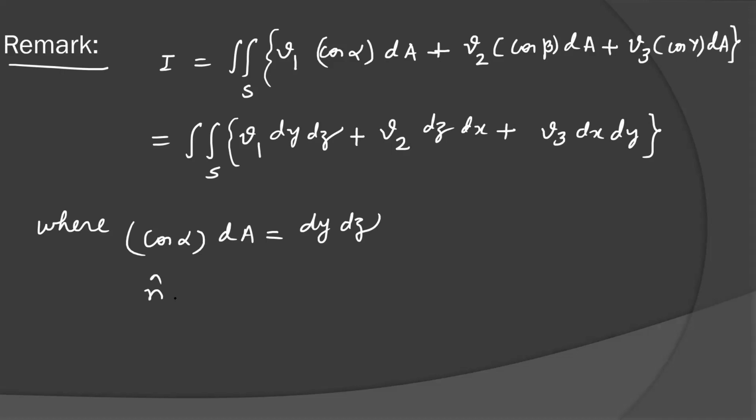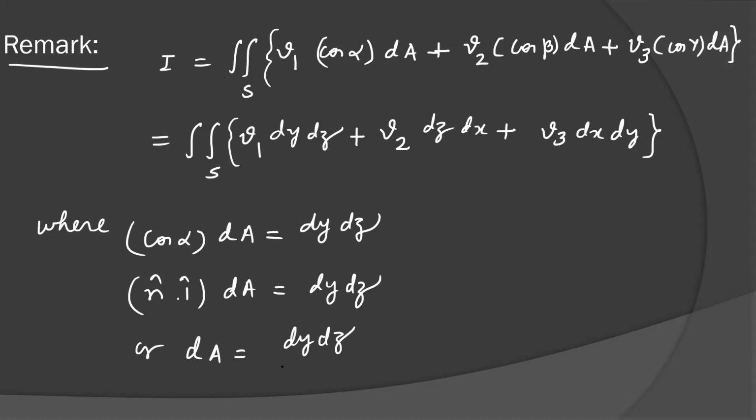Or you can write n dot i cap. Cos alpha is n cap into i cap dot product, so dA is equal to dy dz, or dA is equal to dy dz over n cap dot i cap. It can be proved also using the projection, but for right now you can understand it, but if you want you can prove it with the help of projections.